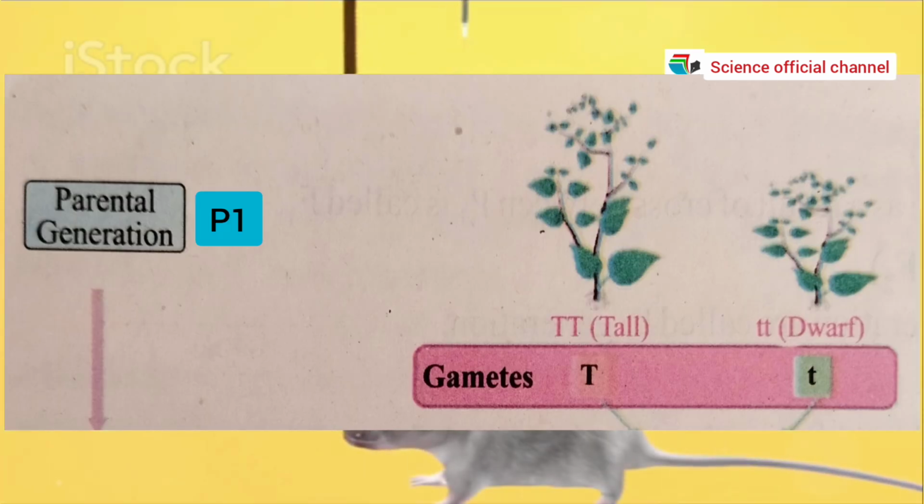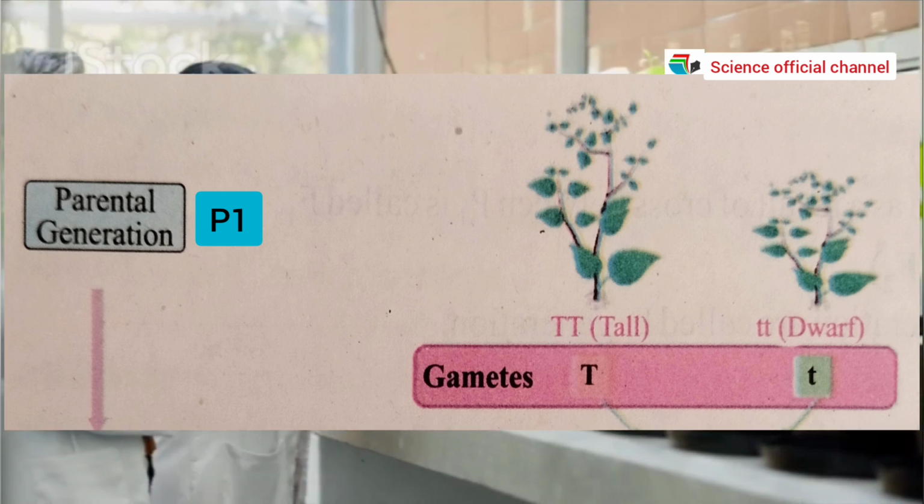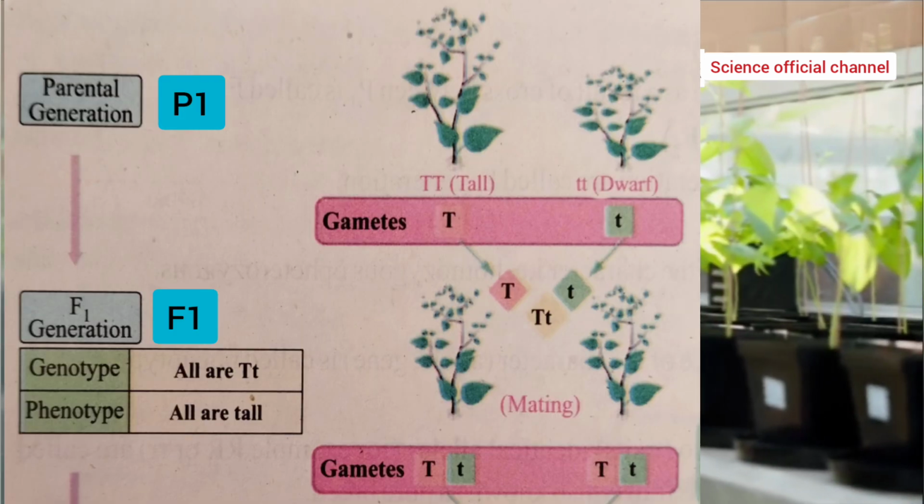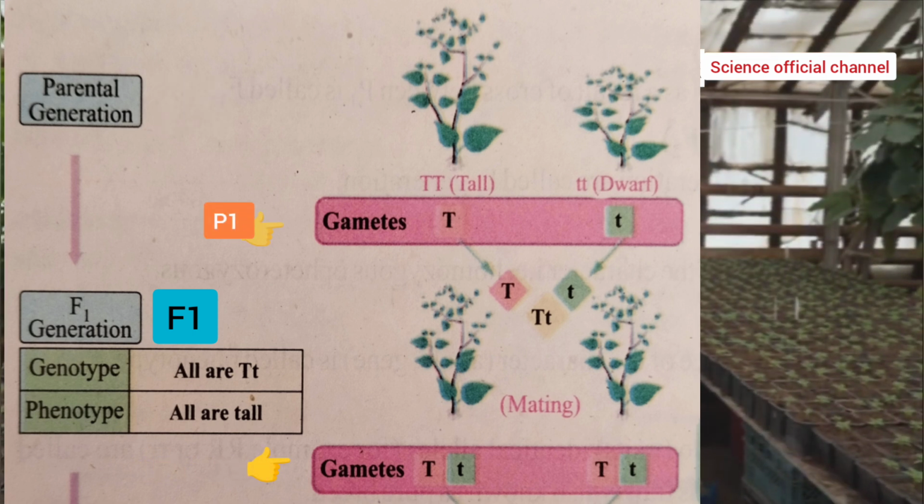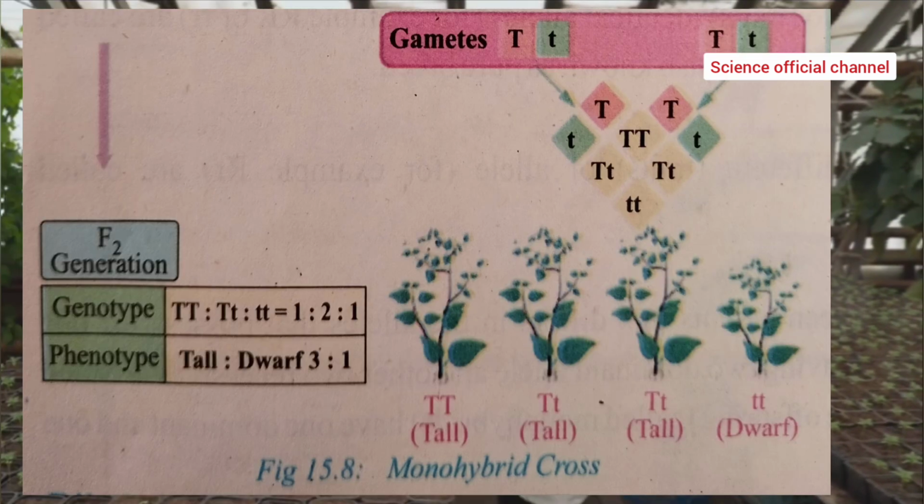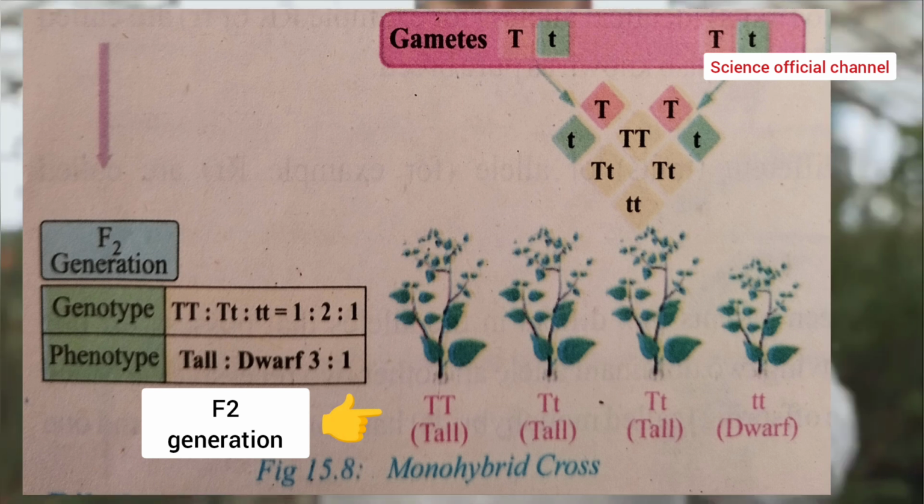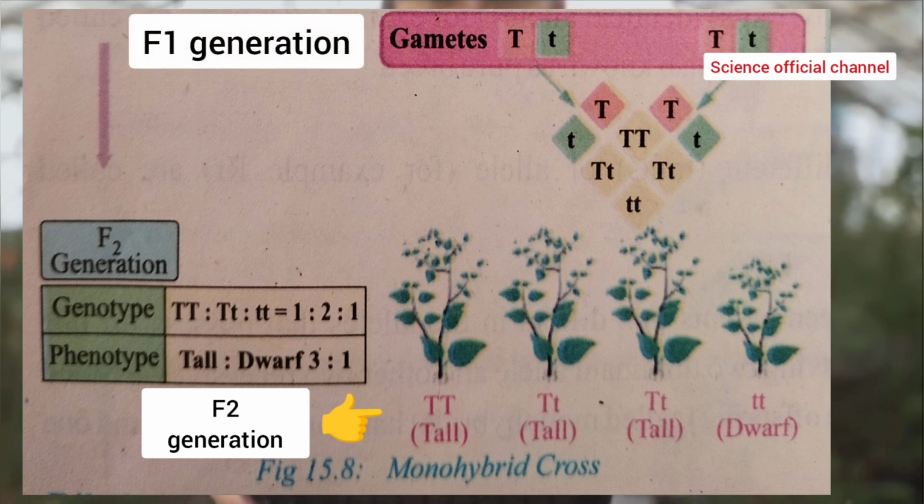First parental generation, P1. The parents of the F1 generation are called the P1 generation. First filial generation, F1. The offspring produced as a result of a cross between P1 is called F1. Second filial generation, F2. The offspring of the F1 generation are called the F2 generation.